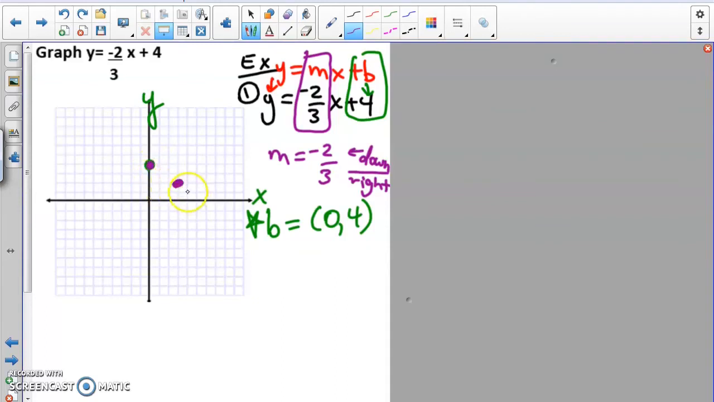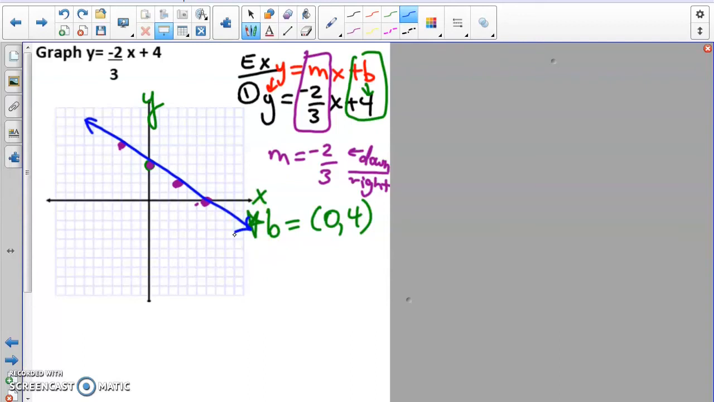Remember, we said it's the rate of change, so it keeps going. So we go down 2 and right 3. Once you see that pattern, you can come up here to your first point and go up 2, 1, 2, and then left 3, 1, 2, 3. And now make a long line with arrows on each end. And we're good. That is our very first example.